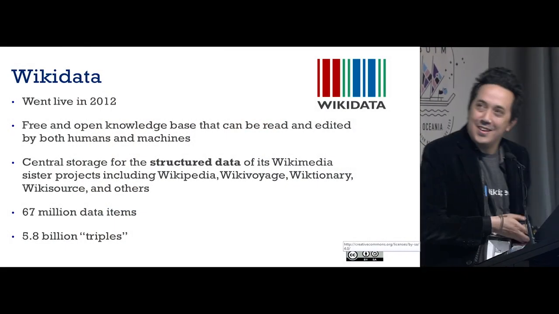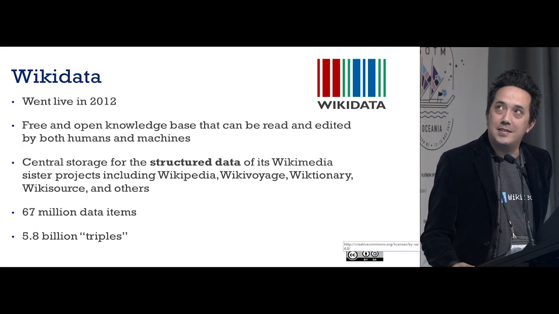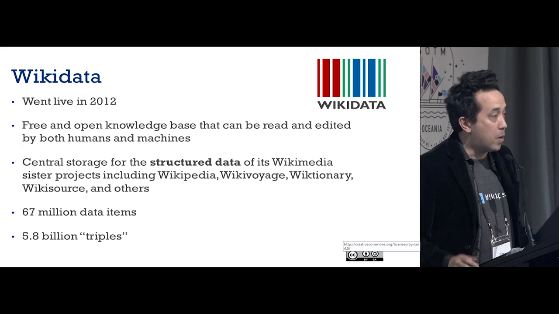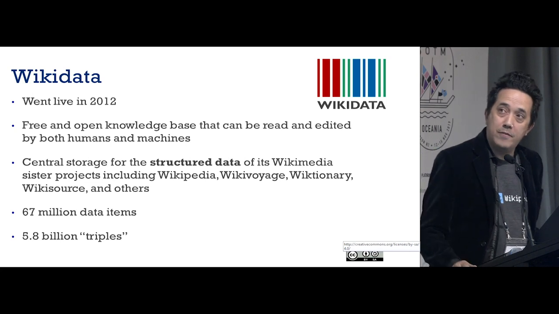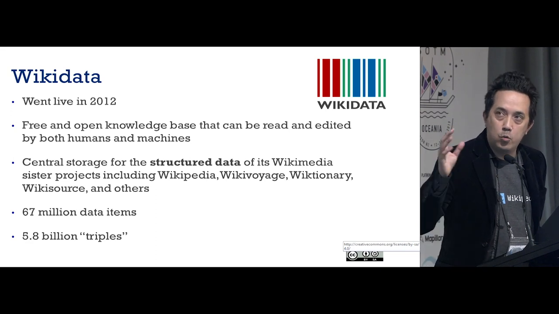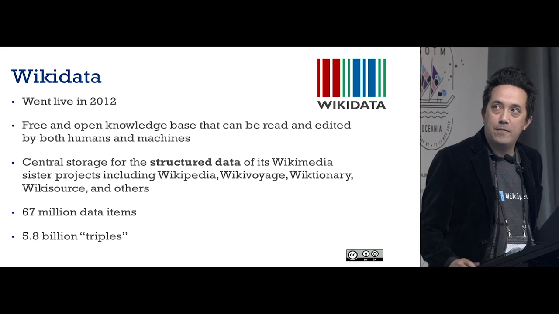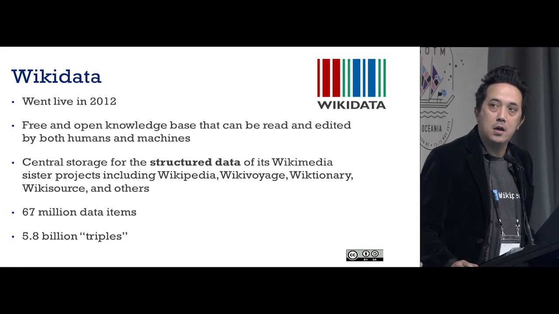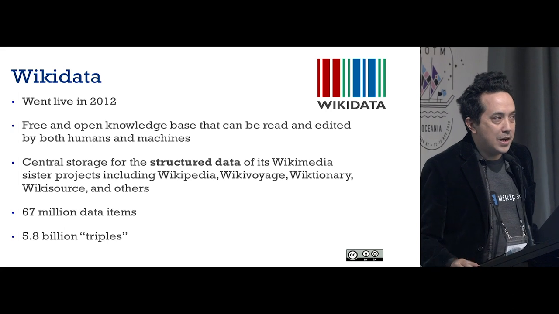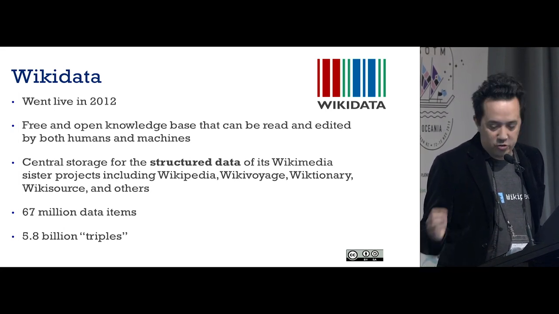Thank you. So Wikidata went live in 2012. It's a free and open knowledge base that can be read and edited by both humans and machines. So that's an important part of it. It's machine readable. It's one of about 12 sister projects of the Wikimedia Foundation, of which Wikipedia is the best known, but there's also several others, including Wikidata, Wikivoyage, Wiktionary, Wikisource, and others. Wikidata contains about 67 million items, and I'll show you what an item is shortly, and about 5.8 billion triples, and I'll show you what they are.